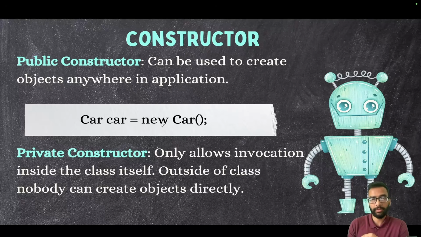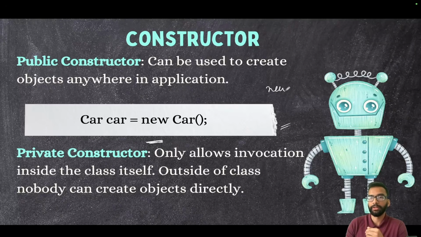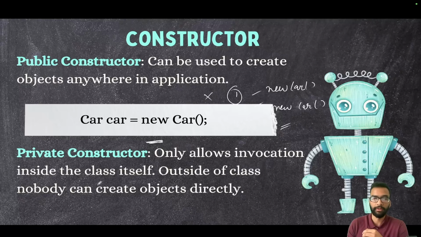A public constructor means that whenever you want to create an object, you can create it with the new keyword. The downside of this is that you can't restrict object creation with the new keyword. I can create new car, it will create the first object. I create new car 2, it will create my second object. So we can't restrict it to just a single object instead of multiple. So a public constructor is not helpful. A private constructor is what is required.